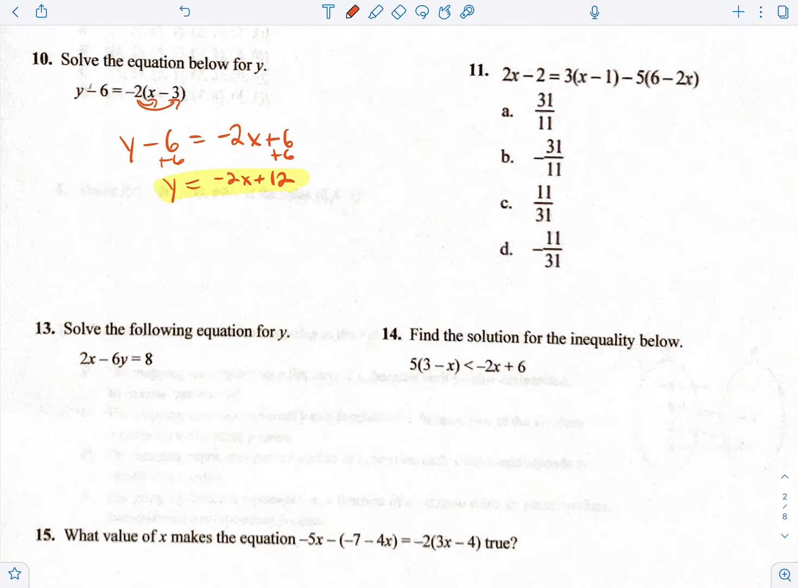All right, so we're going to continue on with number 11. We're going to start off, of course, here we need to solve 2x minus 2 equals 3 times x minus 1 minus 5 times 6 minus 2x. So we're going to start off by distributing the 3 inside the x minus 1, and then we're going to distribute the negative 5 inside here. And we have 2x minus 2 equals 3x minus 3 minus 30 plus 10x.